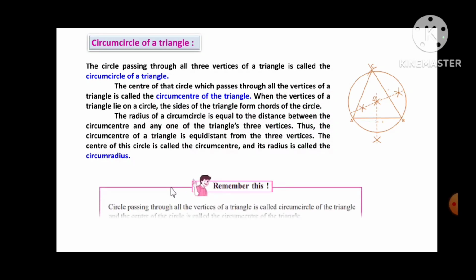Friends, you should remember that the circle passing through all the vertices of a triangle is the circumcircle of the triangle and the center of the circle is the circumcenter of the triangle. So friends, we will see one example. Construct the circumcircle of triangle ABC where AB is 4.5 cm, BC is 3 cm and AC is 5 cm. Here there are different steps.